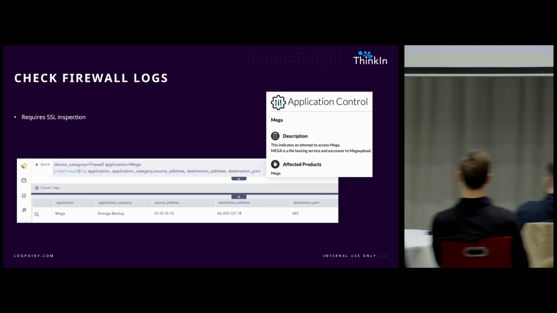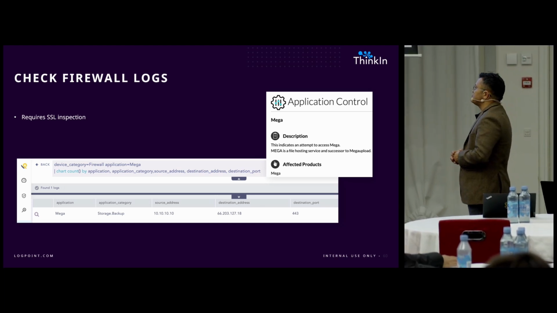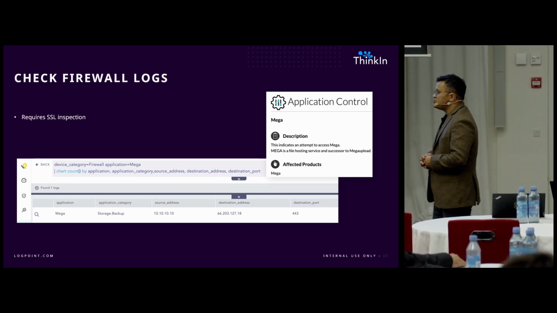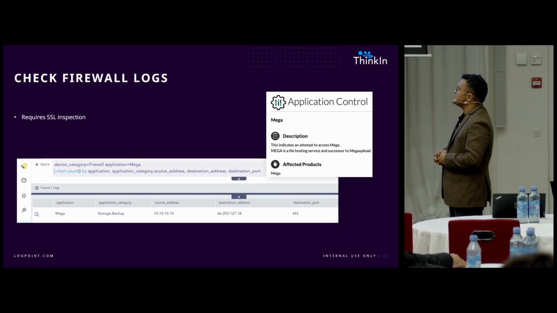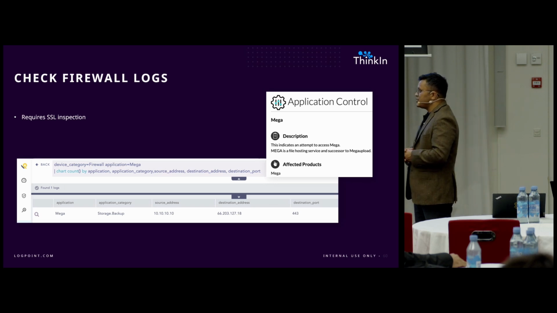So in most of the modern day next generation firewalls, you'll need to enable the HTTPS inspections if you want to see such cloud storage being used for the data exfiltration.